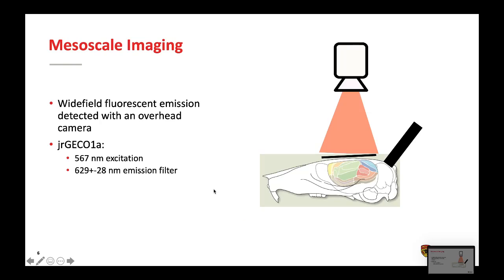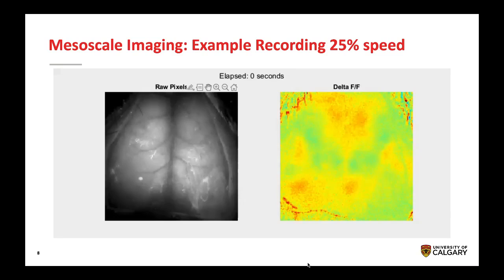After habituation to head fixation, resting state cortical activity is imaged with an overhead camera. In the case of jRGECO, this involves excitation with a 567 nanometer LED and emission filters. This is an example of resting state cortical activity played at 1/4 speed.